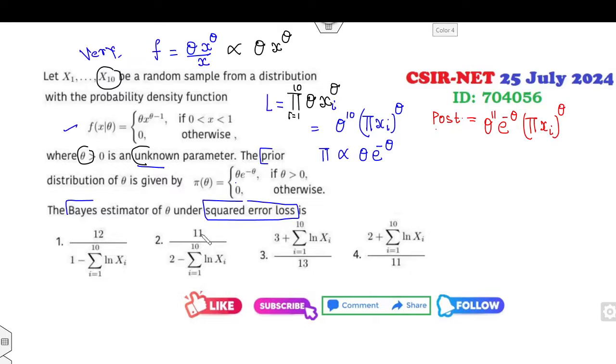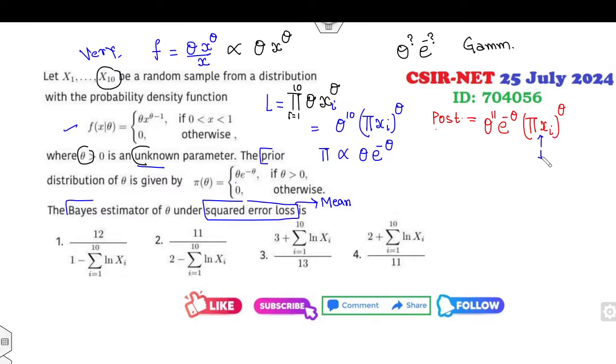Now, what is the squared error loss? That is, you have to find the mean of this distribution. So can you let me know which distribution it follows? What comes to your mind when you look at theta raised to power something, e raised to power something? That will follow the gamma distribution. Fine. So I can convert this component into the gamma.